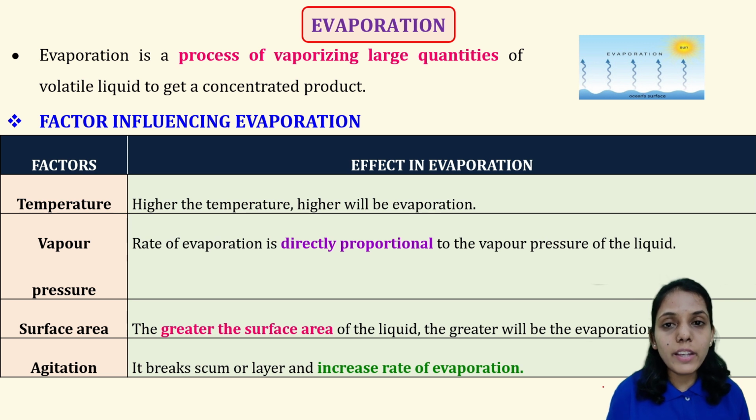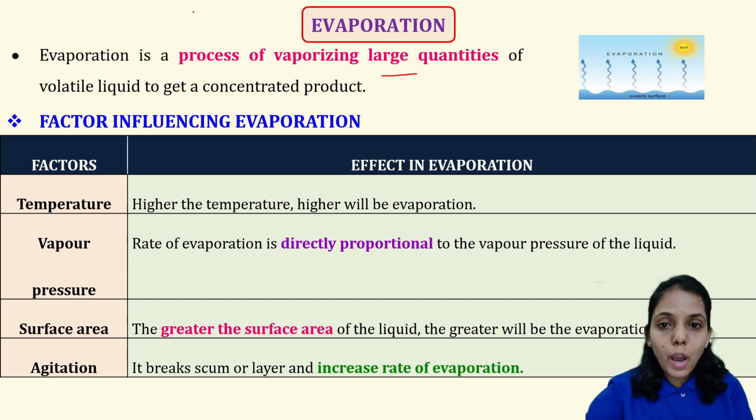The next is about evaporation. So we know that it is the process of vaporizing large quantities of volatile liquid to get a concentrated product. So whatever surface will be there, that will get evaporated. Now the factors influencing evaporation. So what are the factors? Higher the temperature, higher will be the evaporation, because more liquid molecules will get converted into gaseous molecules. So higher the temperature, more evaporation will occur.